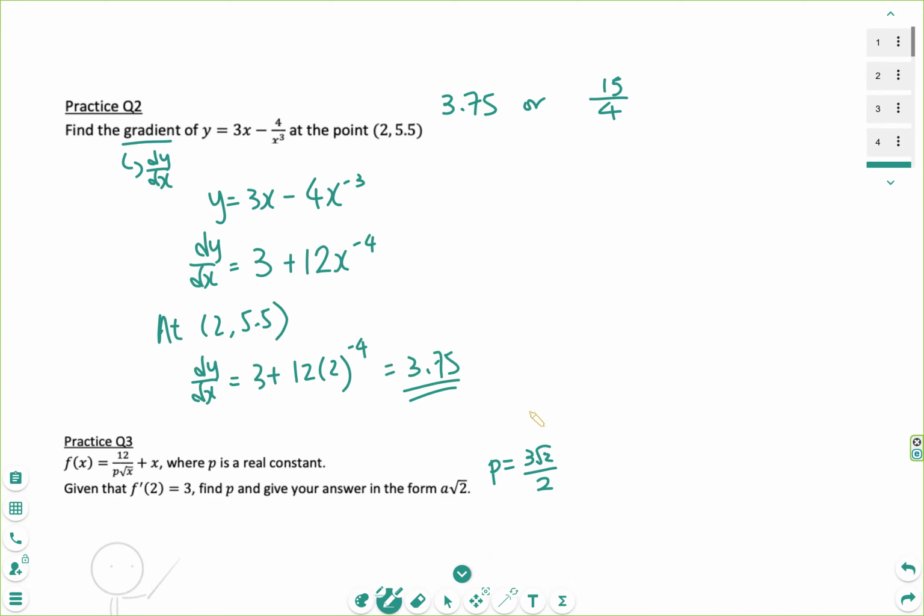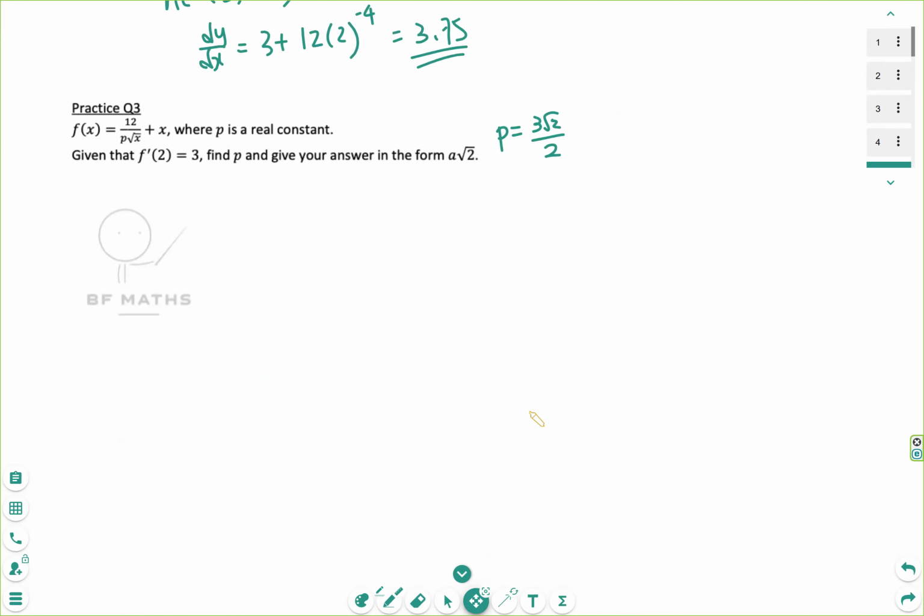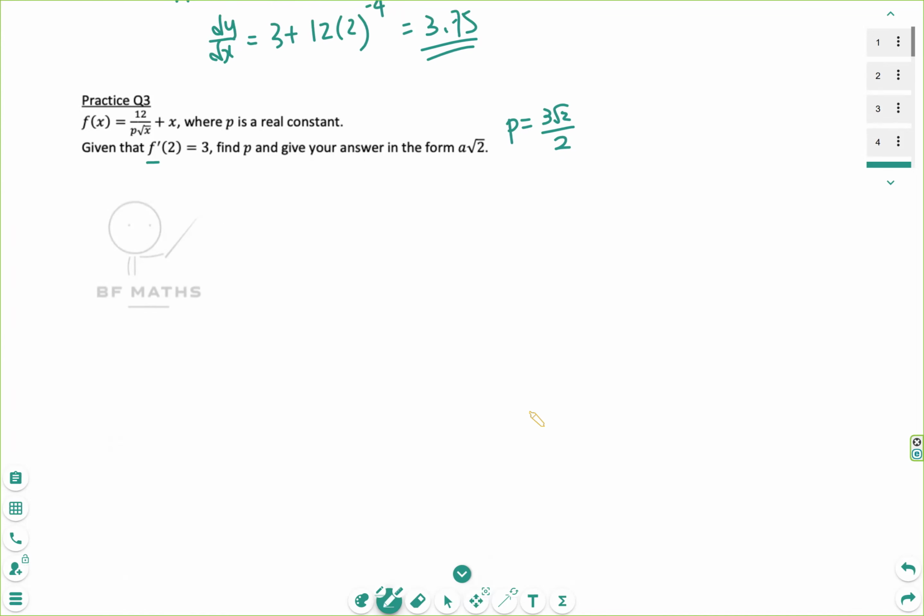All right, next one. Question 3. f of x equals 12 over root x plus x. Given that f dash 2, now f dash, okay, the dash here means differentiated, and the 2 means differentiate, then substitute x equals 2. That's what they did. So forget about the x equals 2. Let's work out the derivative.